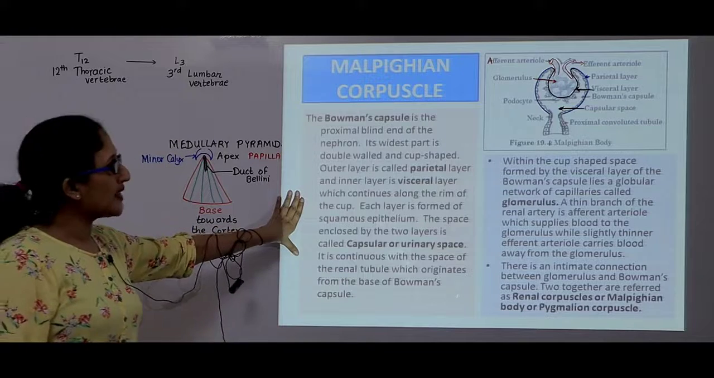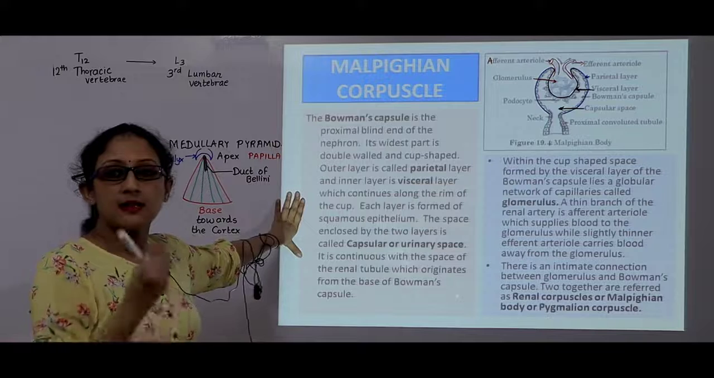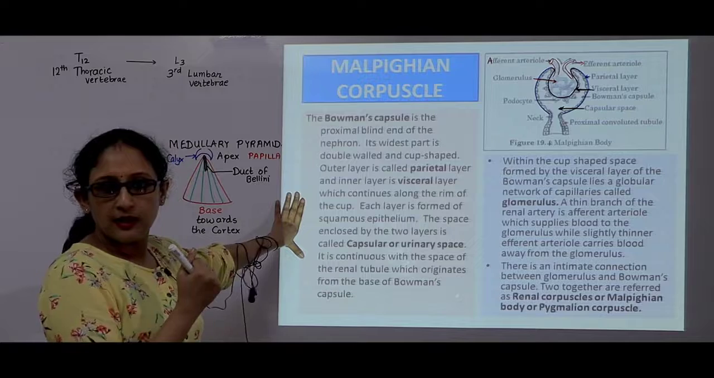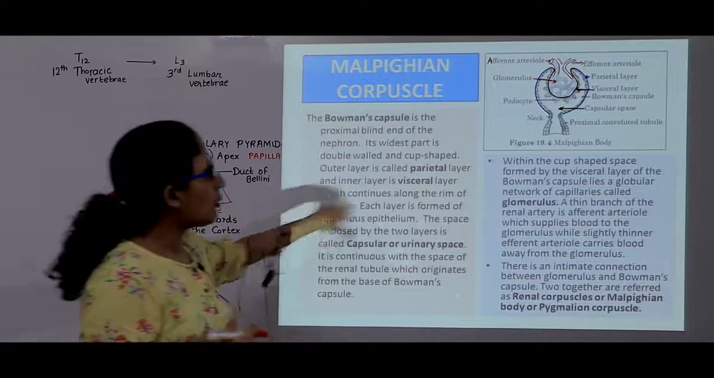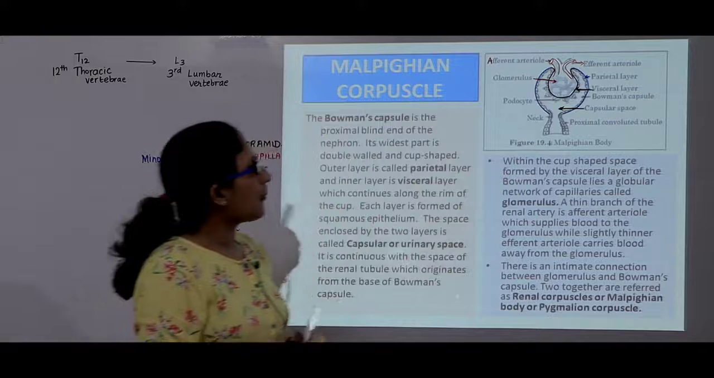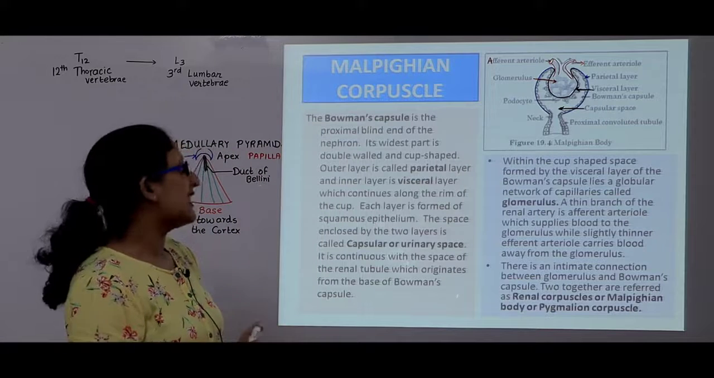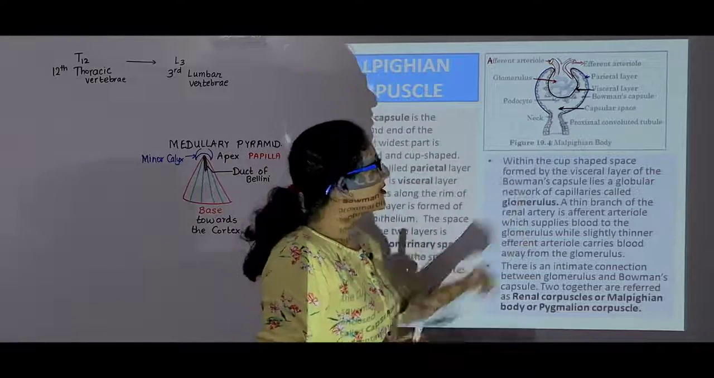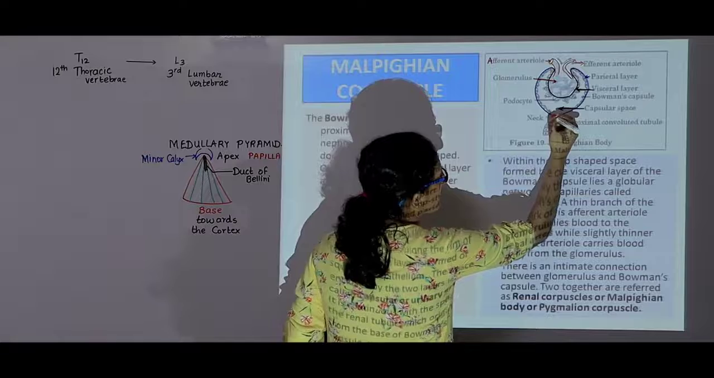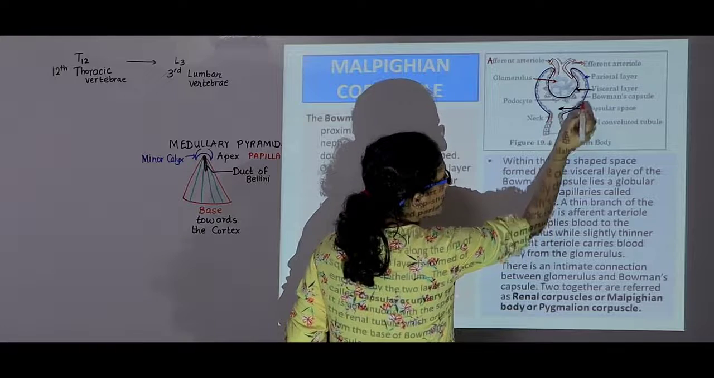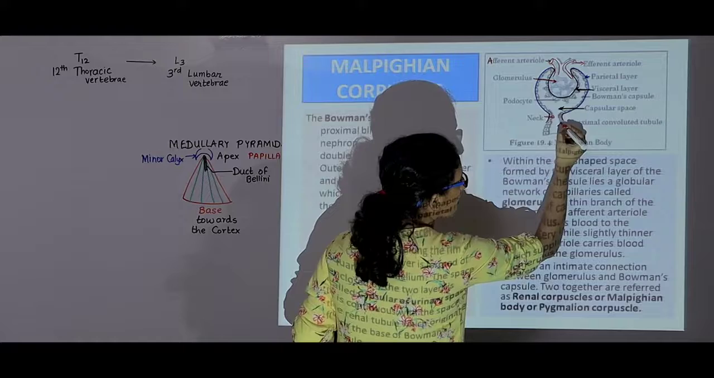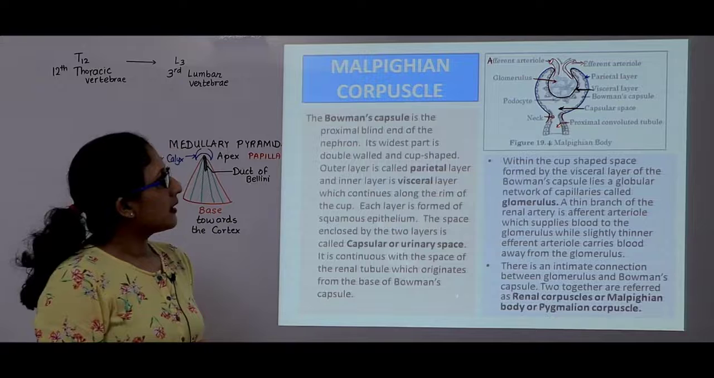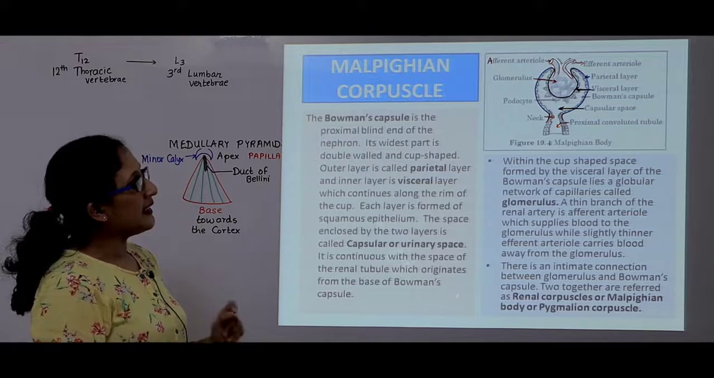So once again, the Bowman's capsule is the initial blind end because there is no opening. It is a wide portion. It has 2 layers. The outer one, the one in blue, is the parietal layer. The inner one is the visceral layer, and in between the 2 layers you have a capsular space. After that, the urine from the capsular space will enter the neck, will enter the PCT, Henle's loop, DCT and so on. Now kindly focus on the inner visceral layer.